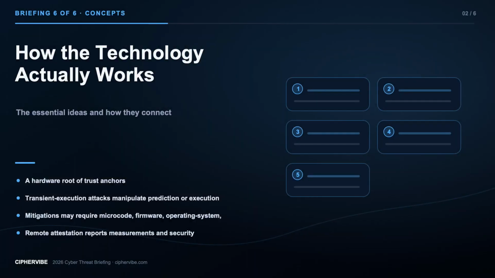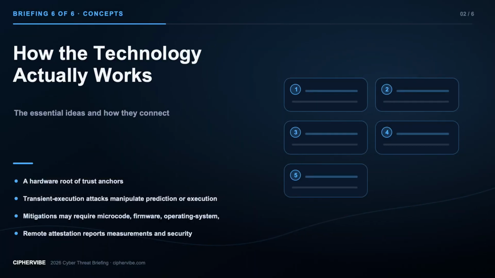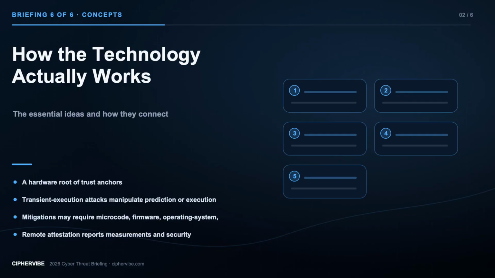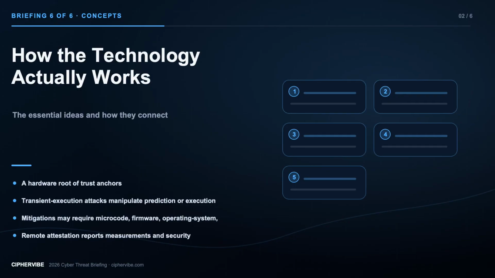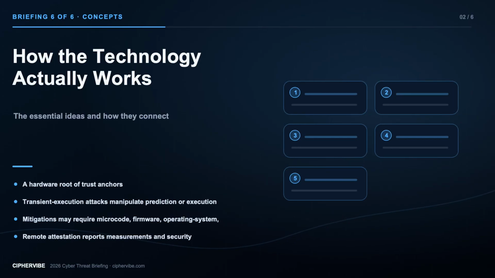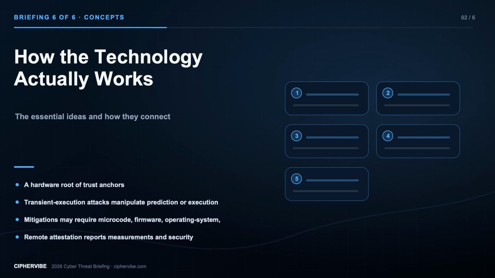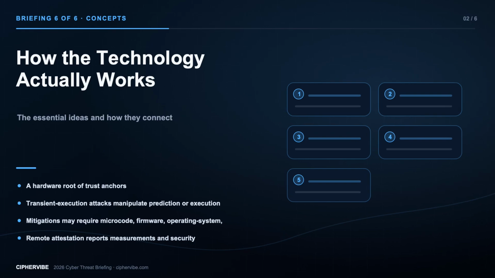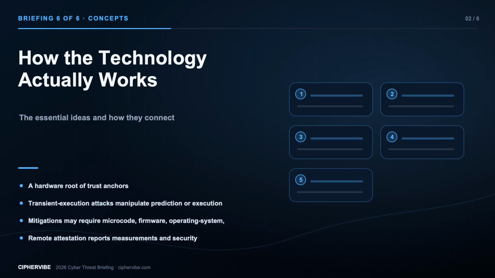Start with 4 concepts that provide the vocabulary for Intel hardware root of trust and silicon-level attacks. First, a hardware root of trust anchors measurements, keys, boot verification, isolated execution, or attestation in components intended to be harder to subvert than ordinary software.